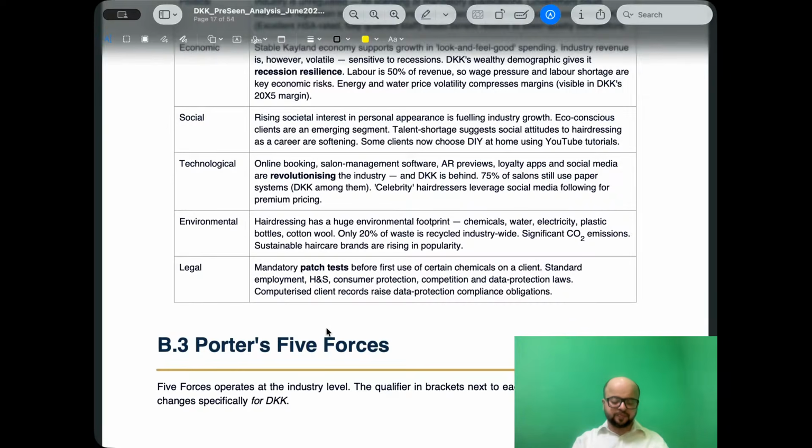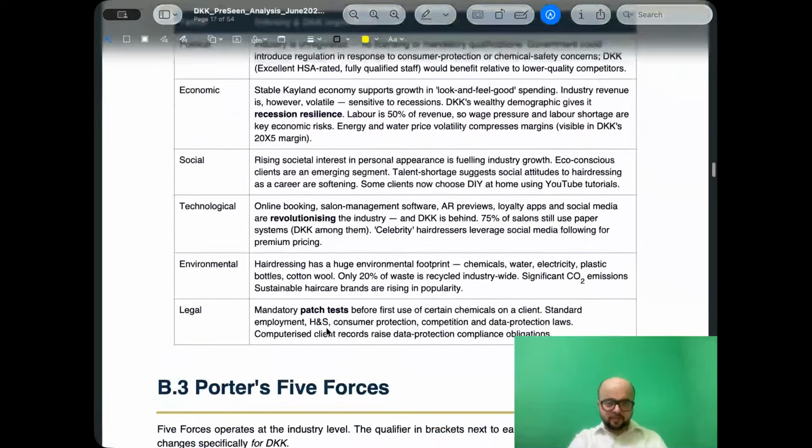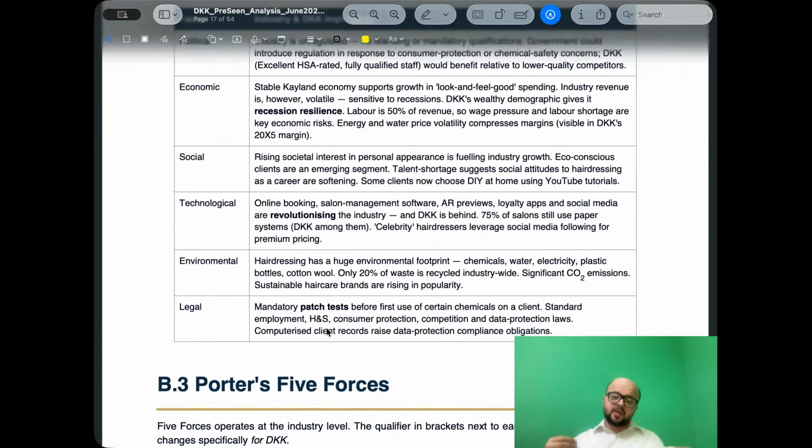Now, from a legal standpoint, there are mandatory patch tests before first use of certain chemicals on a client. Then standard employment terms, health and safety regulations, consumer protection, competition and data protection laws are there. Computerized client records raise data protection compliance obligations.